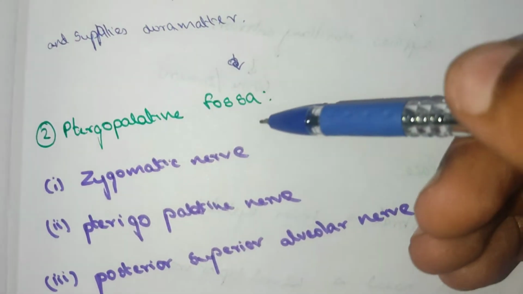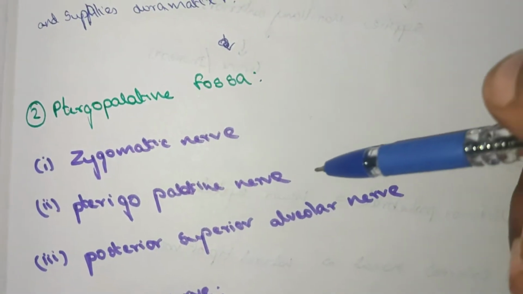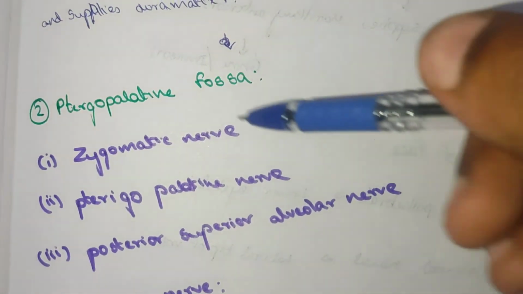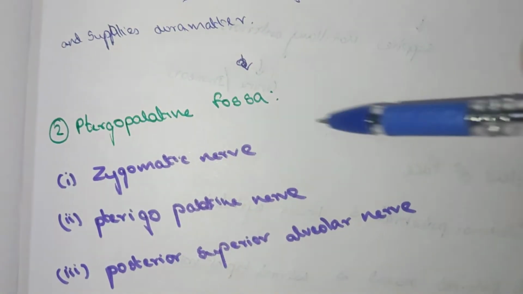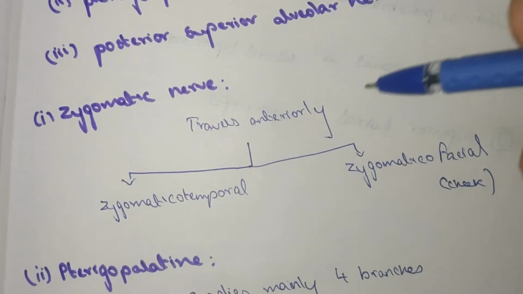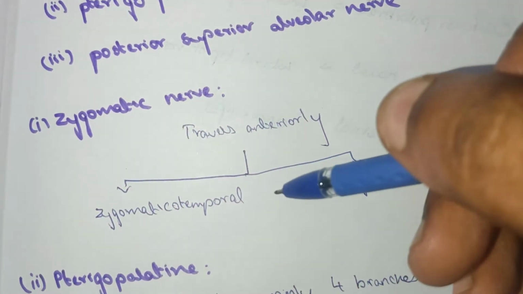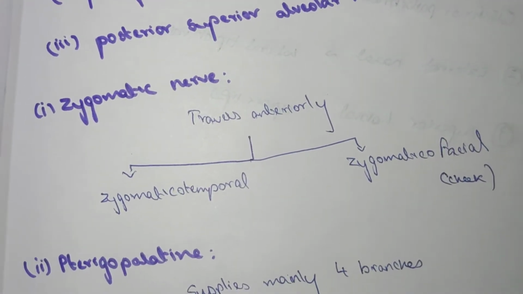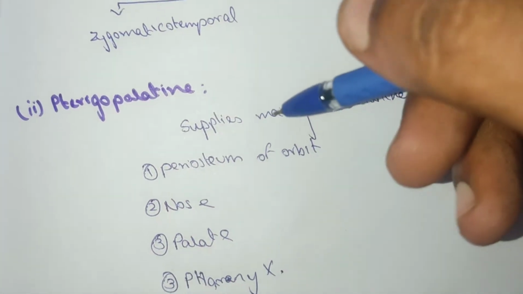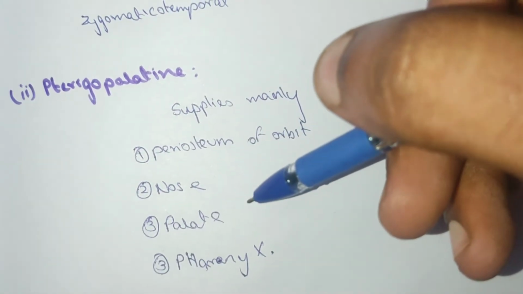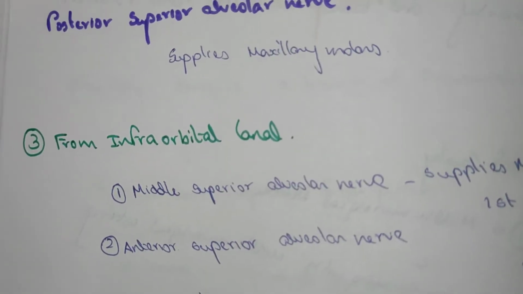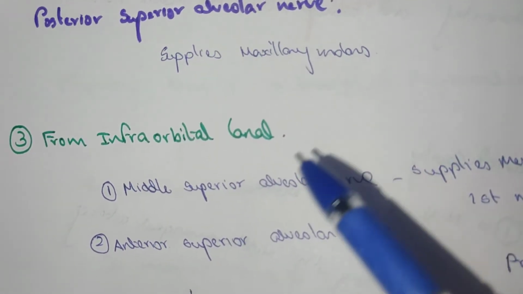In the pterygopalatine fossa, the branches are the zygomatic nerve, the pterygopalatine nerve, and the posterior superior alveolar nerve. These are the three branches which come from the pterygopalatine fossa. The zygomatic nerve travels anteriorly and divides into zygomaticotemporal and zygomaticofacial. The pterygopalatine nerve supplies four areas: the periosteum of the orbit, nose, palate, and pharynx. The posterior superior alveolar nerve supplies the maxillary molars.